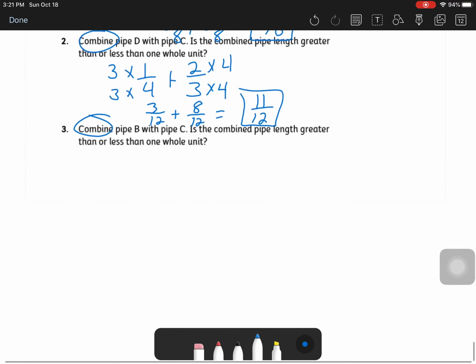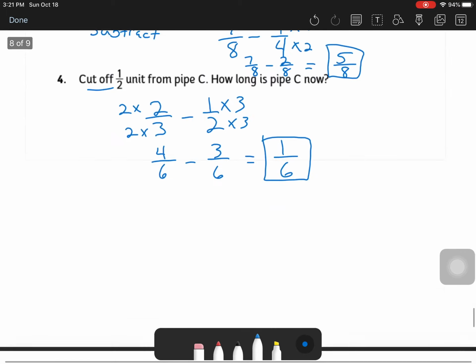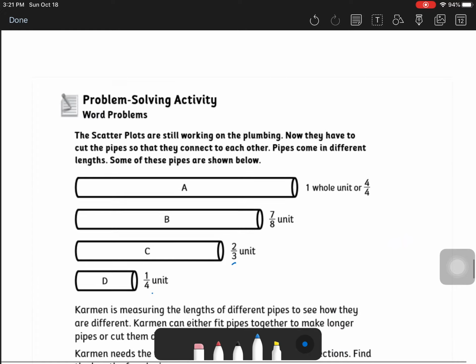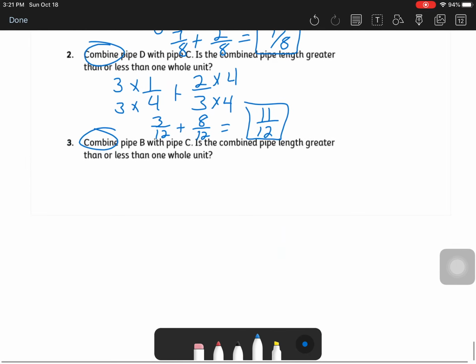All right, last one. I think this is the last one. Yep. It says combine B and C this time. So we're going to combine B and C. That's 7/8 plus 2/3.